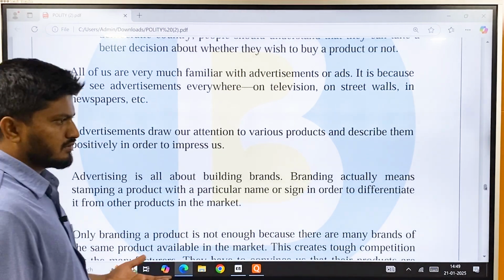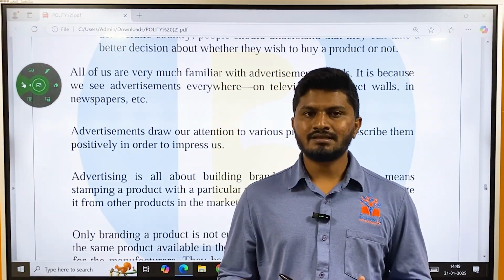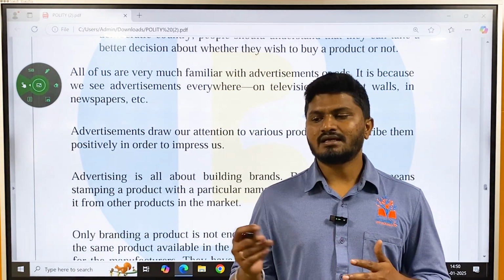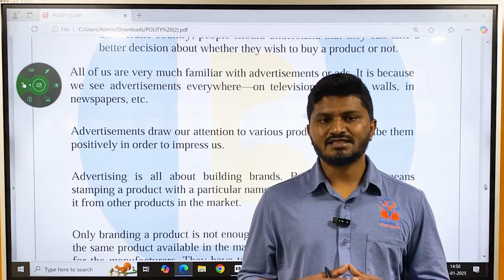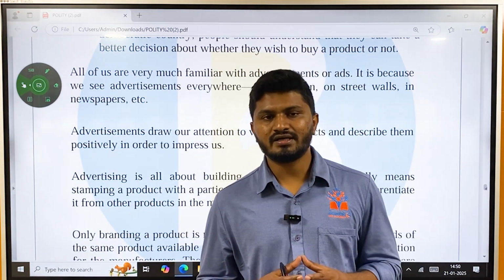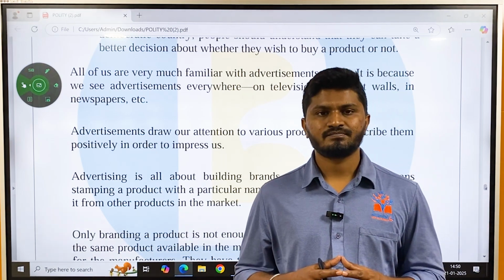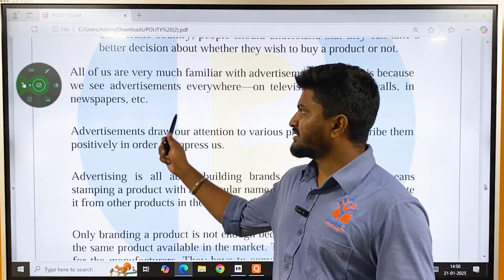For example, Tata packages salt. Tata salt is packaged, whereas other salt is sold loose. The quality may be similar, but just because it has the brand name of Tata, people tend to buy Tata salt even at a higher cost. That is how the brand name works. So this is about advertising.